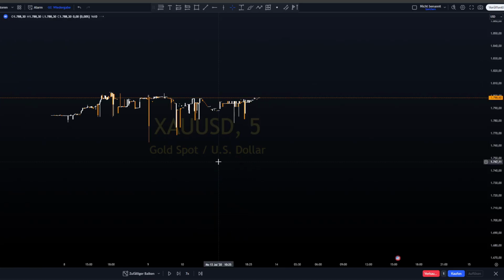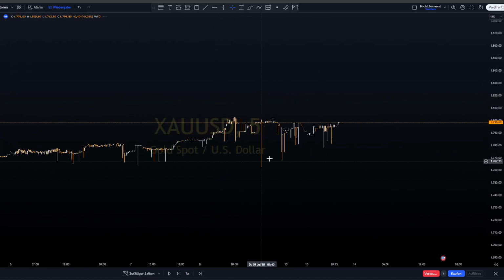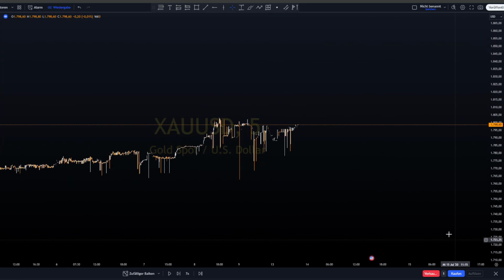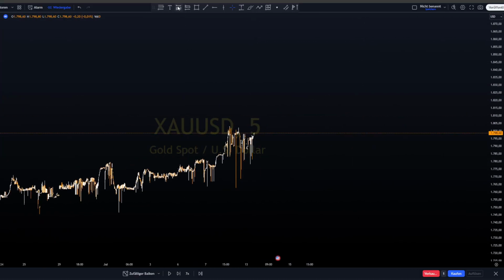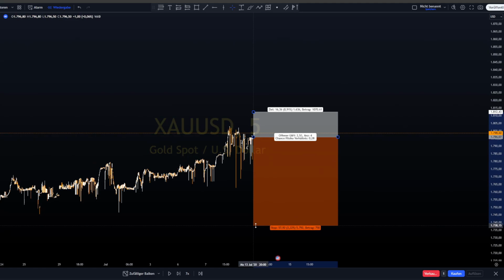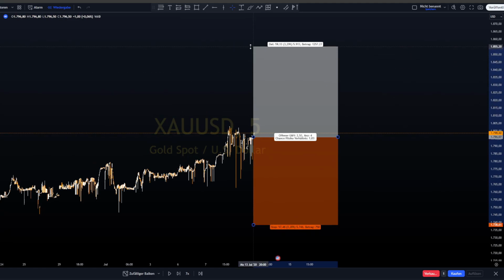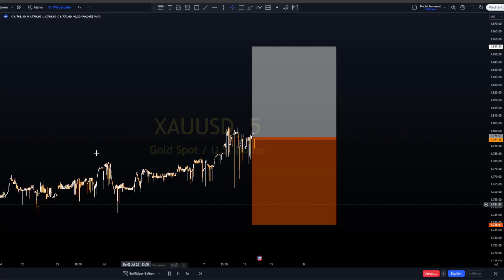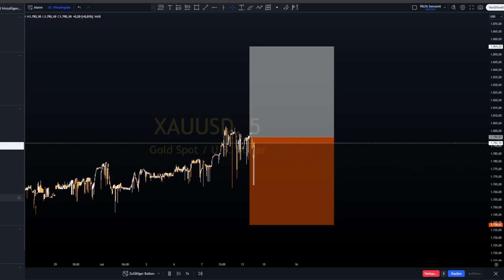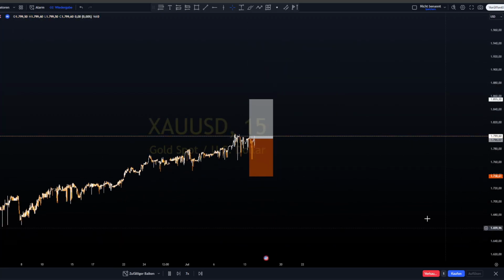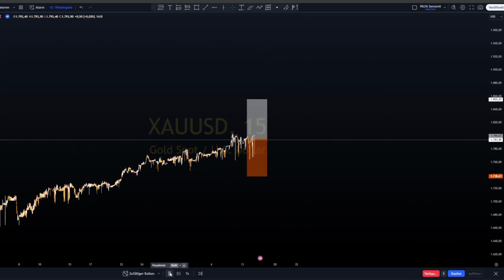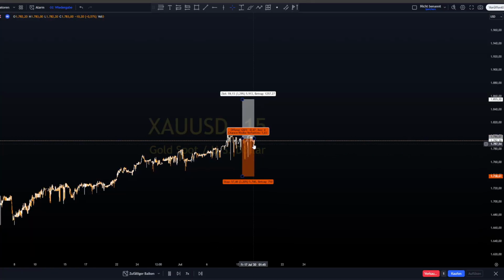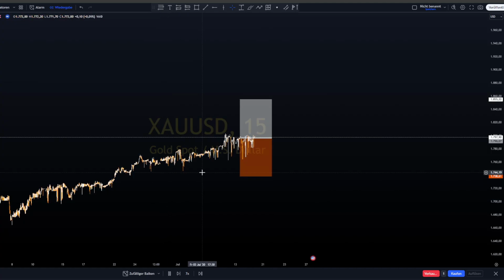Let's go into the 5 minutes. Okay, that's how it looked. It's because of the broker, I think, but I would go long here. So let's put the trade here. Okay, we need to change the broker after this one because it really looks like weird wicks.